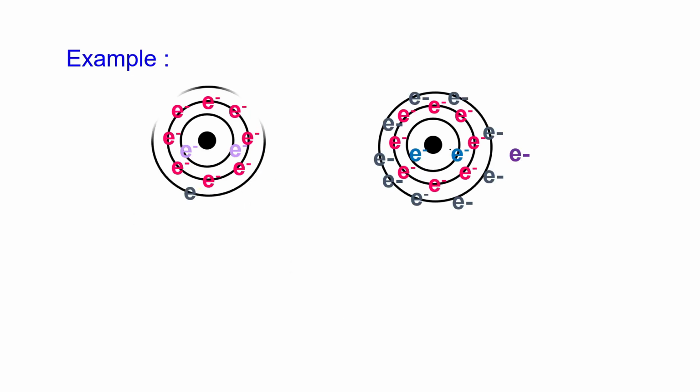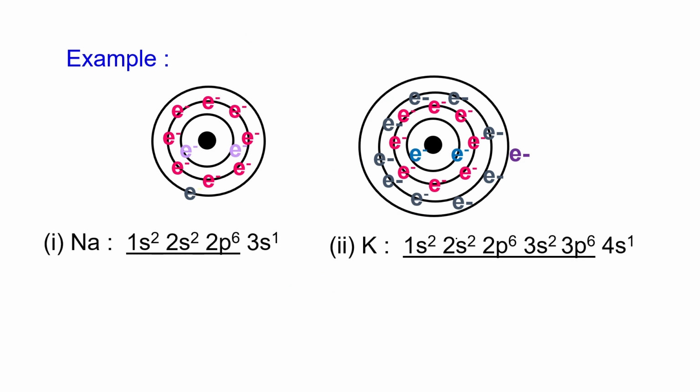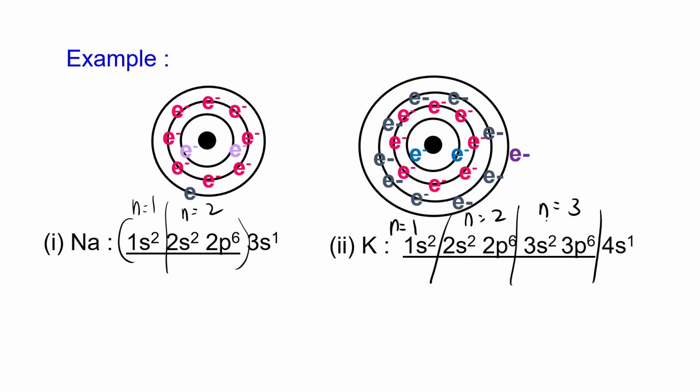Okay, contoh kita ambil 2 ni. Satu ialah sodium, satu lagi ialah potassium. Sodium 1s2, 2s2, 2p6, 3s1. So we have inner shell N1 and N2. So for potassium, N1, N2 and N3. So meaning potassium will have more inner shell compared to sodium.